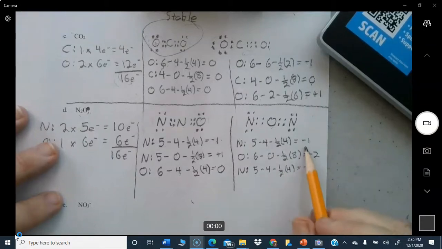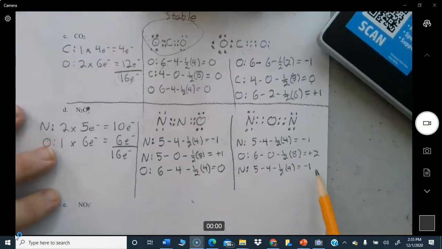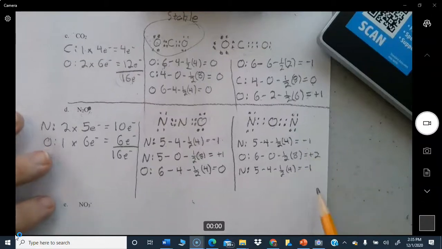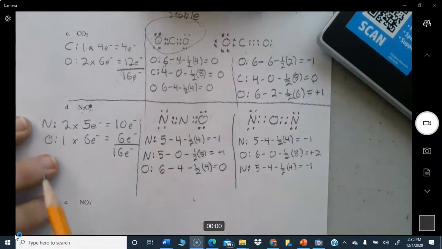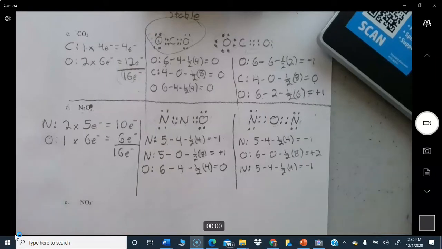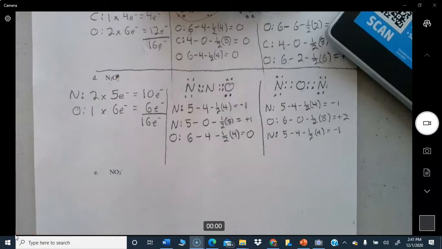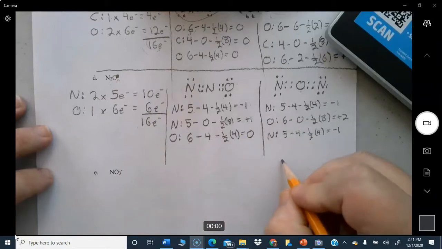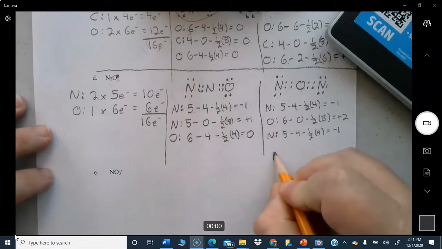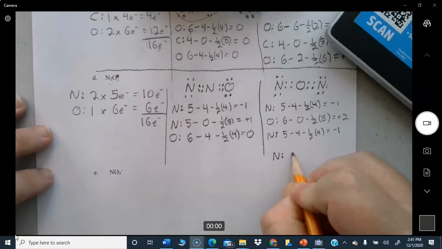Okay, and you can see these also add up to 0, but there's a lot more charge on this one. So this appears to be a more stable configuration. Maybe what we should do is try one more. Alright, so since we didn't get a 0 in any of these, let's try one more structure here. Let's try one that looks like the carbon dioxide above, which would be this.